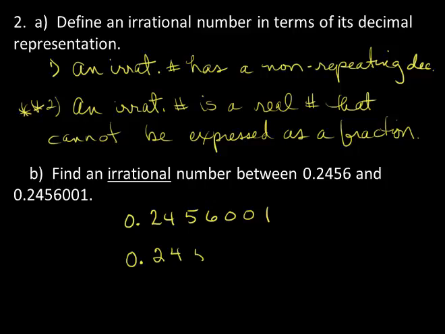2, 4, 5, 6. Now the number above, the larger number, had 3 more digits. So I'm going to put 3 zeros on, just so that I have my digits lined up in the correct place value. So now I want to put a number in between. Well, I know that this number will be 0.24560 because our numbers agree up to that point.